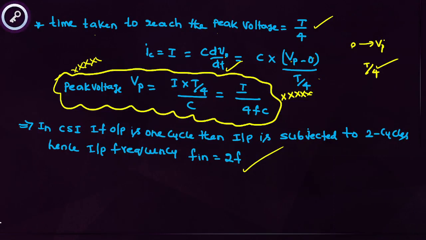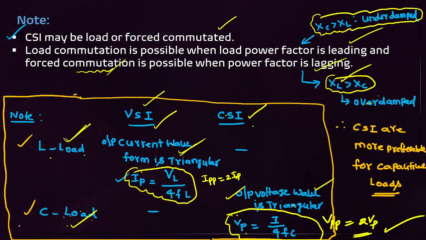The time taken to reach the peak current is T by 4. Then what is the peak voltage? In the voltage source inverter, we calculated the peak current, but here we calculate the peak voltage, which is I by 4fC. Peak voltage equals I by 4fC. In a current source inverter, if the output is 1 cycle, then the input is subjected to 2 cycles. Hence, the input frequency is 2f in a current source inverter. This is an important observation to remember.